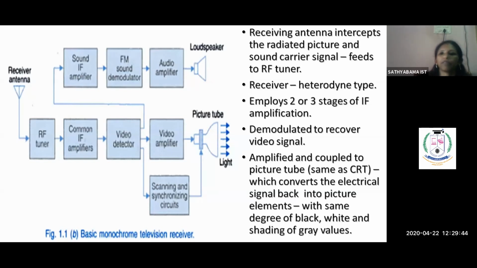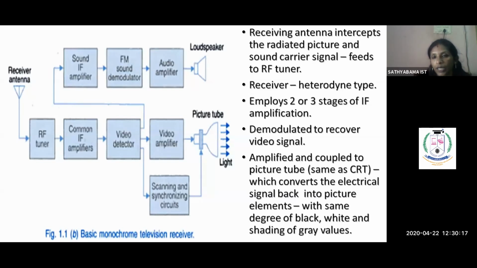These IF amplifier stages, in your second unit and third unit on frequency modulation and demodulation, we have seen clearly. Therefore, we will have n number of IF stages in order to improve the signal. By means of the IF amplifiers, it will be improved, and you will have the video detector in order to get your video back. That video detector output is given to your sound IF amplifier. This is one stage of IF amplifier, and then the FM sound demodulator.